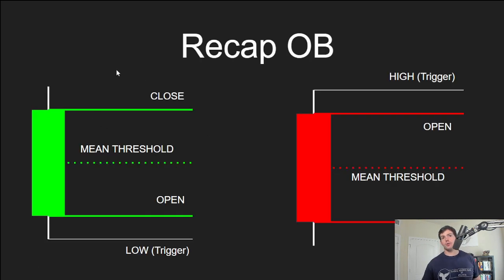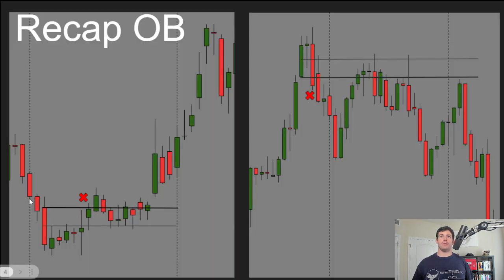For a bearish order block, we're looking at the open, the low, and that mean threshold. And again, the low is the trigger. For a bullish order block, we're looking at the open, the high, and the mean threshold. Again, that high is the trigger. So here was the example of the bullish order block. Triggers there. Here was the example of the bearish order block. Triggers here and trades back.